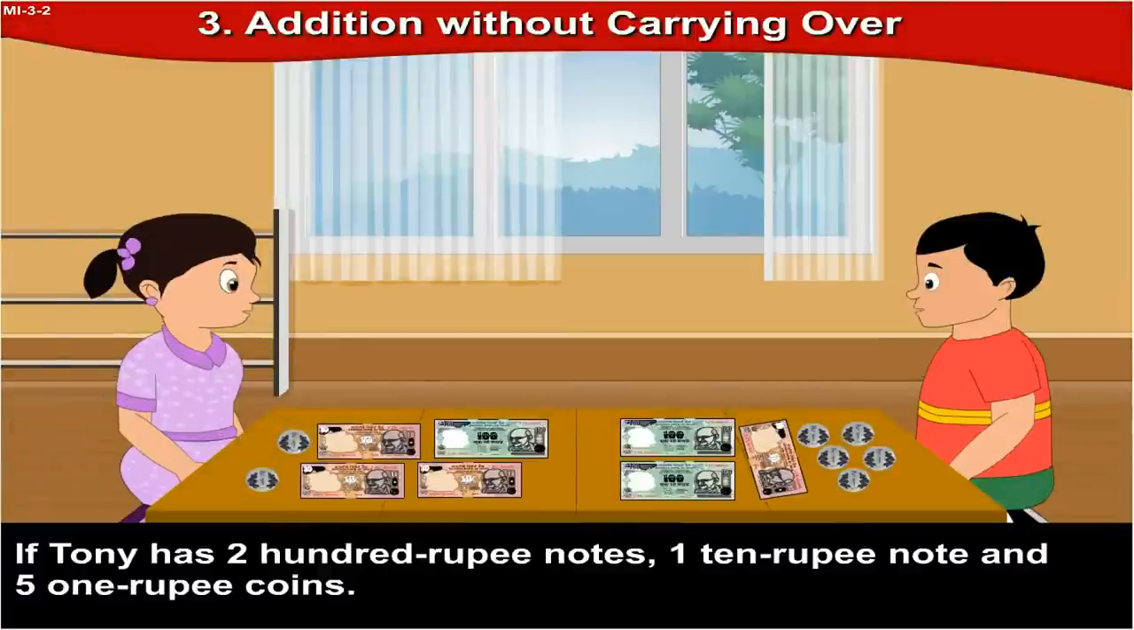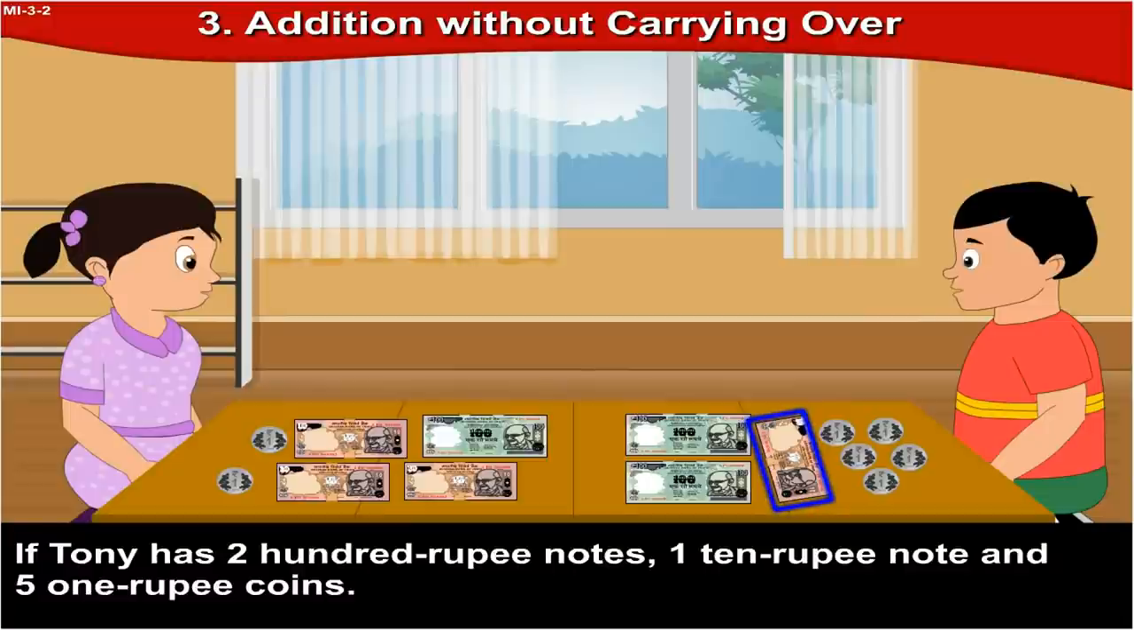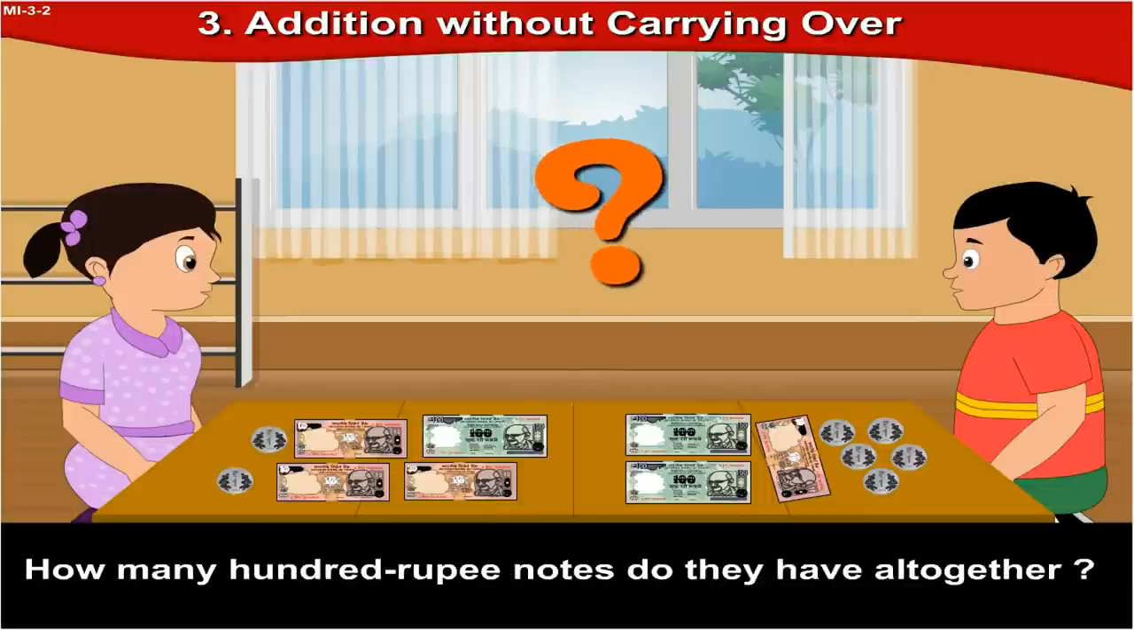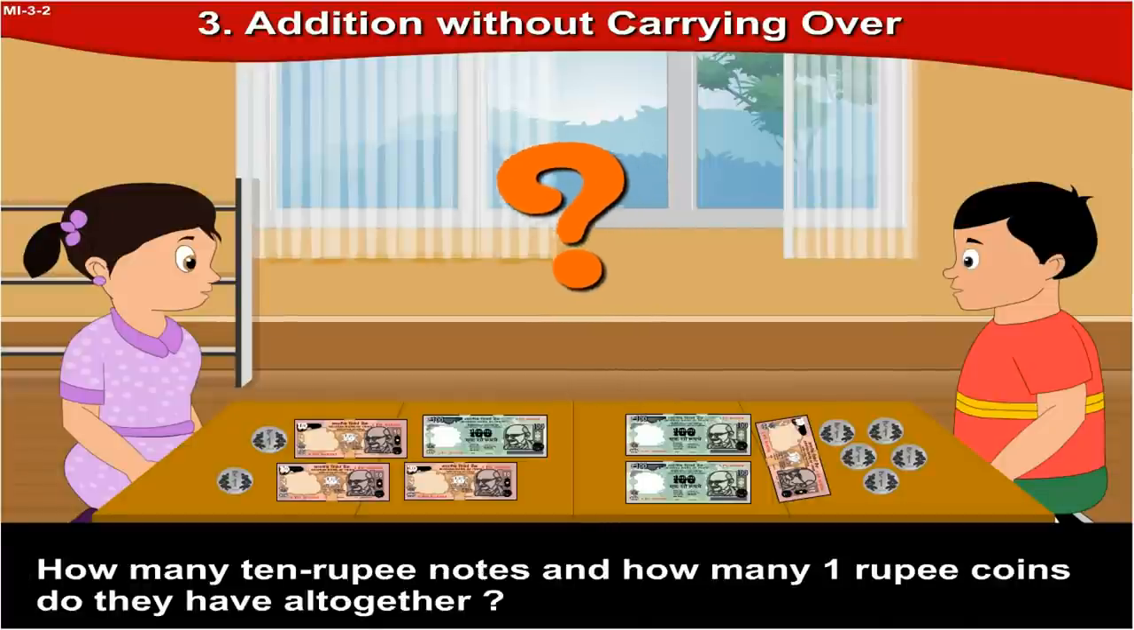If Tony has 200 rupee notes, one 10 rupee note, and 5 1 rupee coins, and Sonu has 100 rupee note, 3 10 rupee notes, and 2 1 rupee coins, how many 100 rupee notes do they have altogether? How many 10 rupee notes and how many 1 rupee coins do they have altogether? Let's find out. For that, let us count.